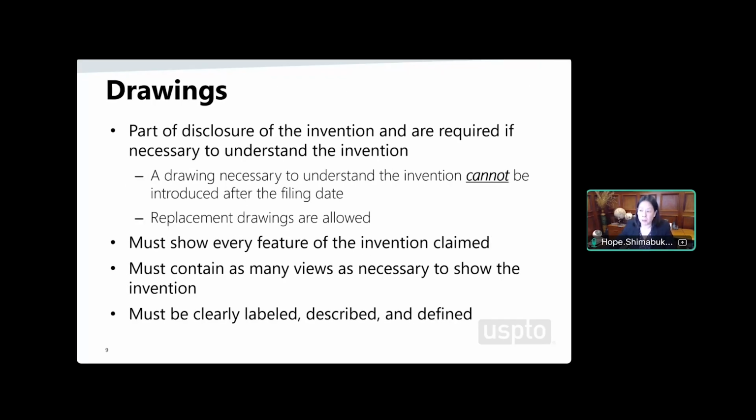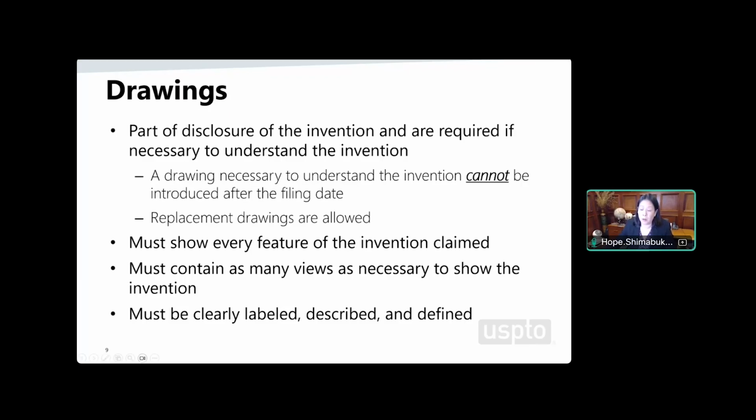So let's talk a little bit about drawings. Part of your disclosure includes the drawings, and you should use figures and drawings when necessary to understand the subject matter that is being patented. Now, as I mentioned, drawings are not mandatory, but they are very, very helpful in understanding everything. A drawing is necessary a lot of times to understand the invention. And please note, you can't introduce a completely new drawing after you file the application.